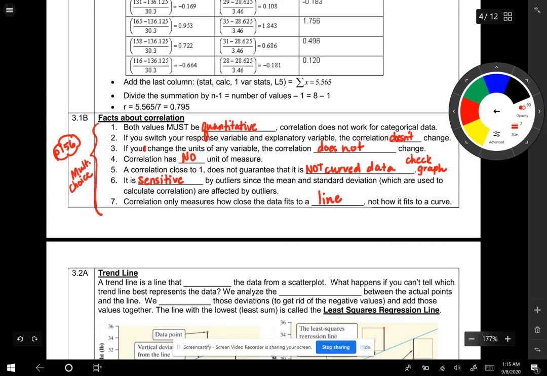And I want to add one last one in here. Correlation does not imply causation. So the cause and effect we'll talk about in a later chapter.